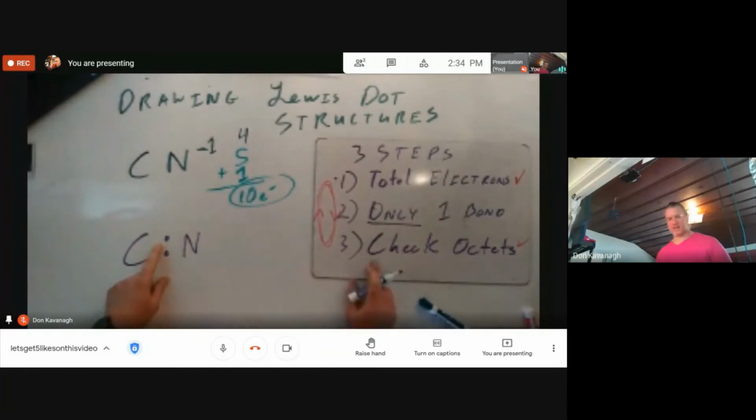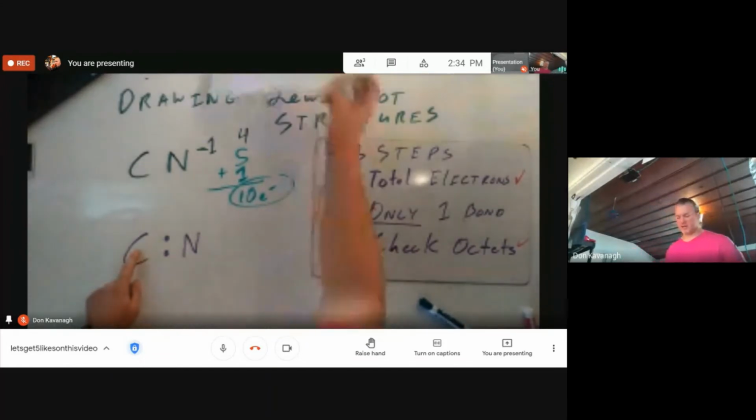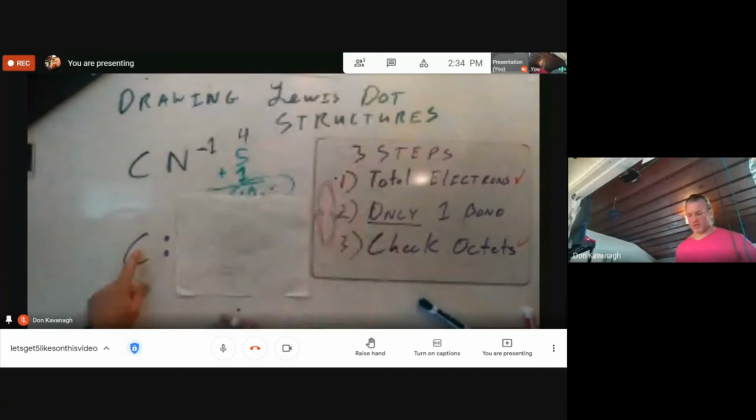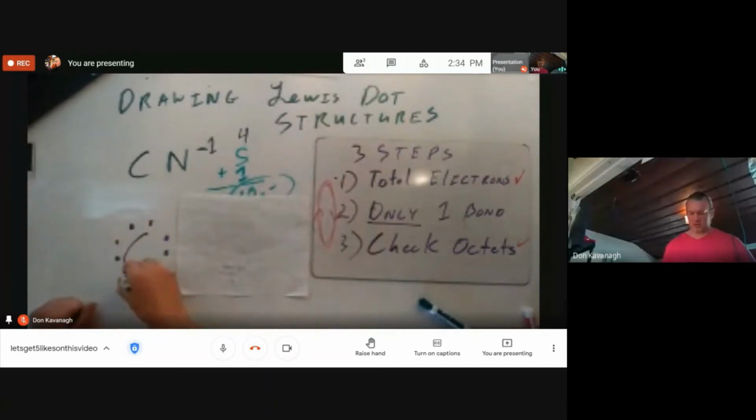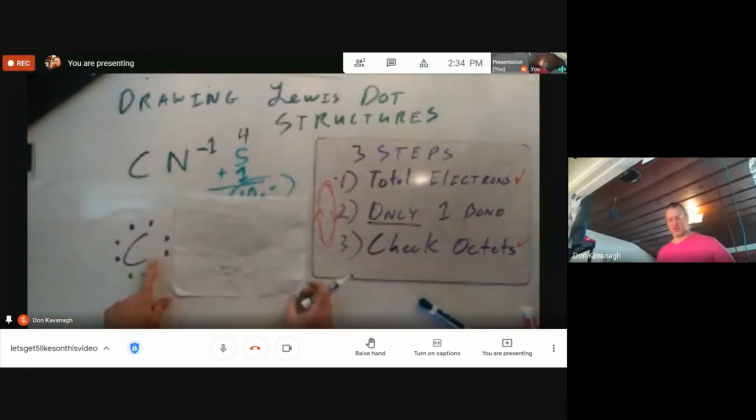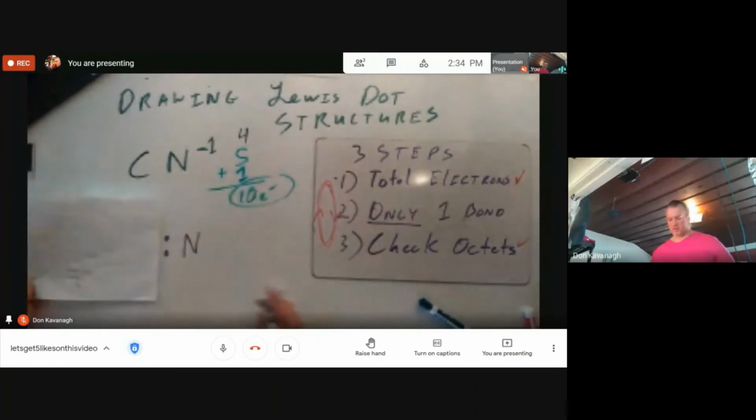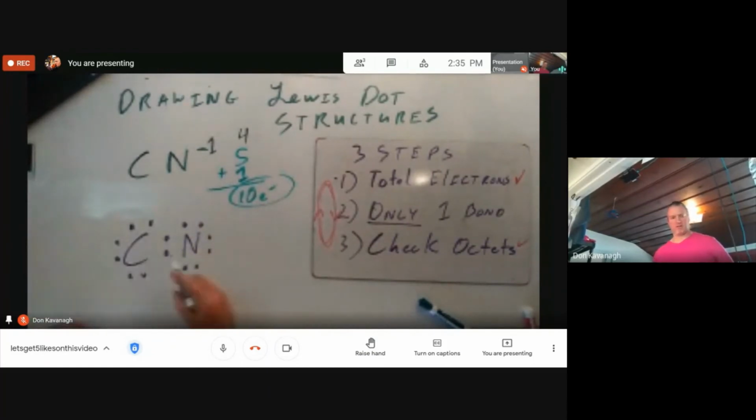Step 3 is checking the octets. So right now, carbon doesn't have an octet. It needs more electrons. So for our first guess, let's keep it simple and predict that there's 1 bond in between them. And now this carbon has an octet. And let's do the same over here. Let's fill in the octet for this atom. So our first guess, there's 1 bond in between them, keeping it simple. And everybody has an octet.